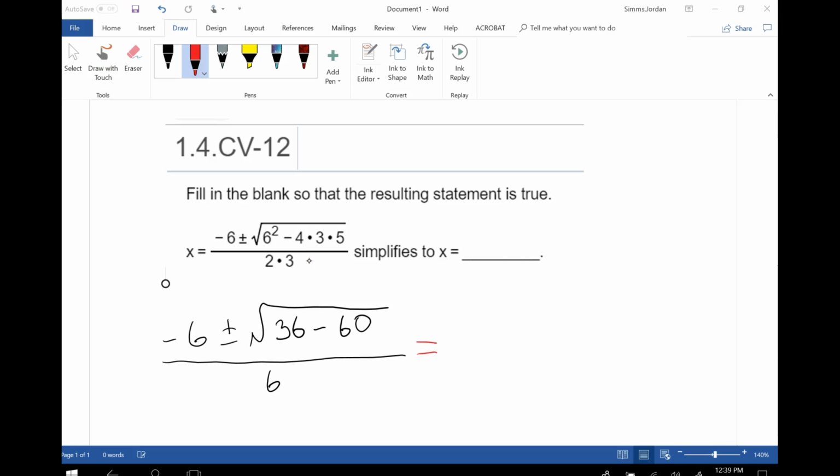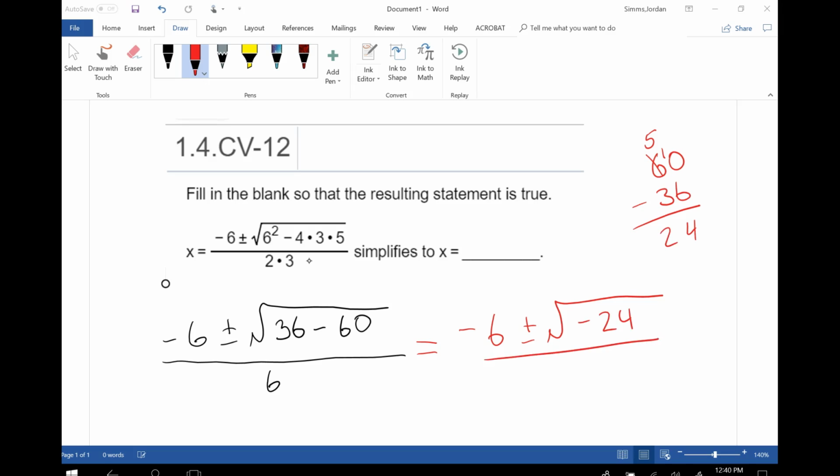Okay. Next step, we're going to have -6 plus or minus the square root. Now 36 minus 60. I'm going to subtract that out. You can use a calculator if you want. I'm just doing it out here. So we're going to have -24 underneath the radical symbol, and that's over 6.